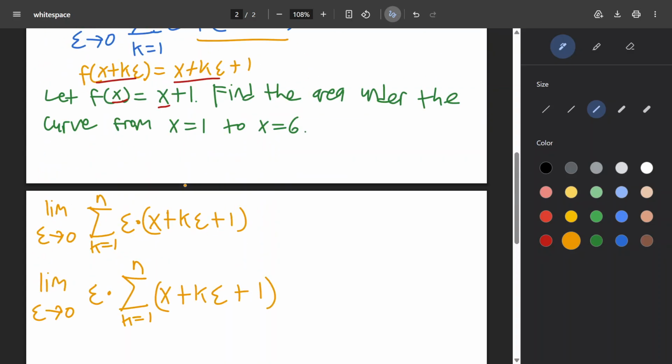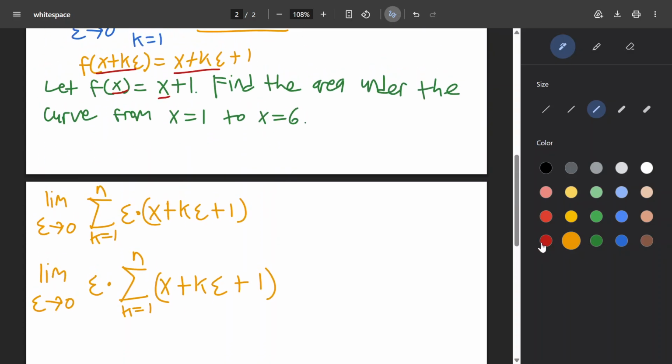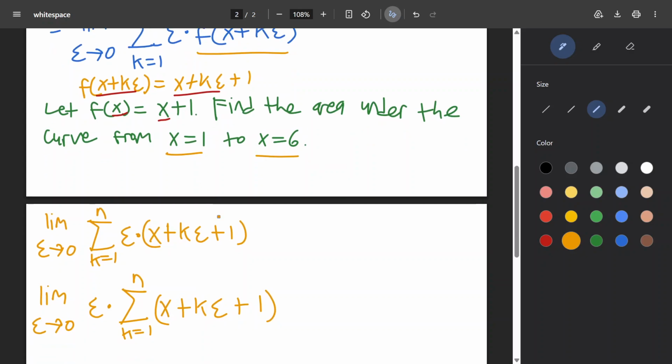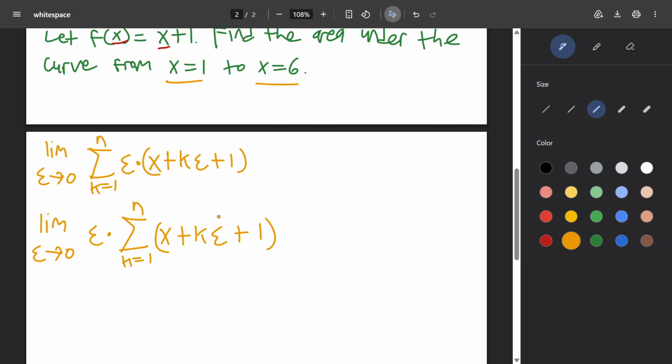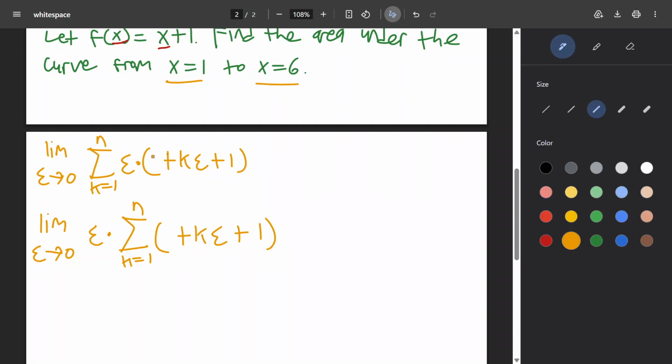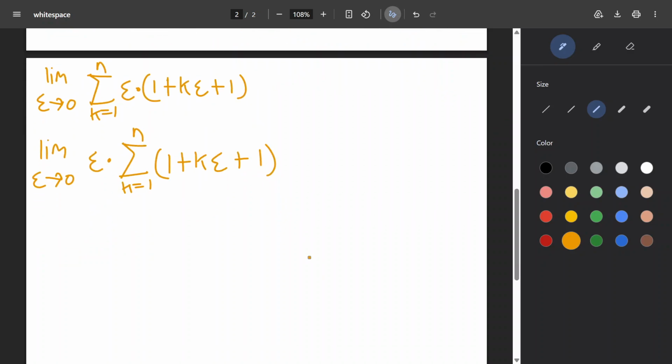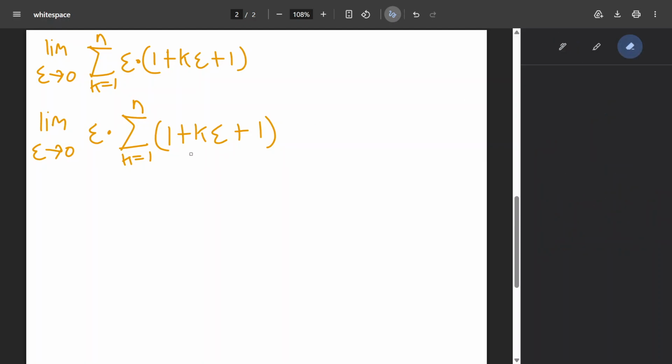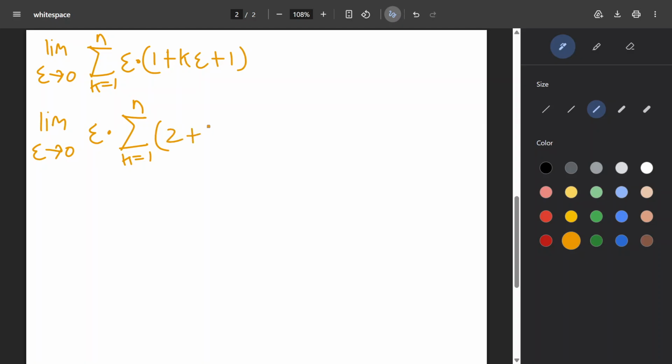But here's one thing I wanted to point out. Since we're finding the area under the curve from x equals 1 to x equals 6, we're starting at x equals 1, right? So I'm going to replace x with 1, because that's where we're starting. So we can just write x as 1. Okay, very good. Let's also combine like terms. So we can actually rewrite this as 2 plus k epsilon. Perfect.